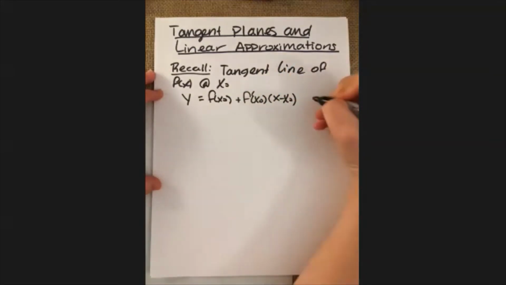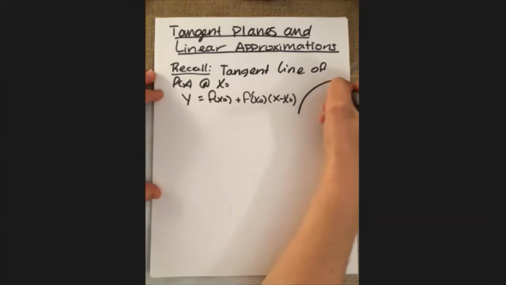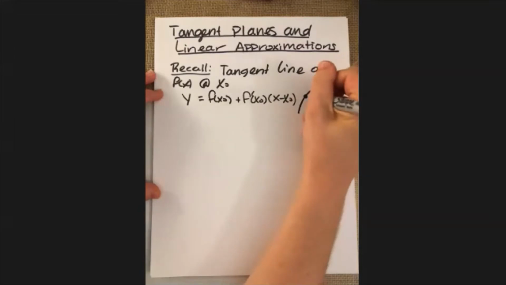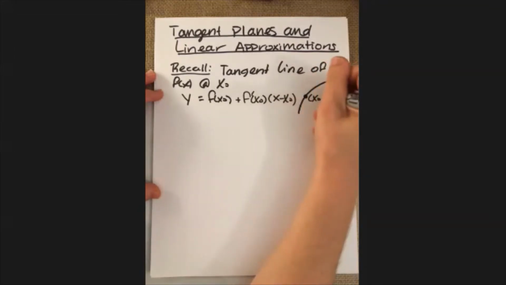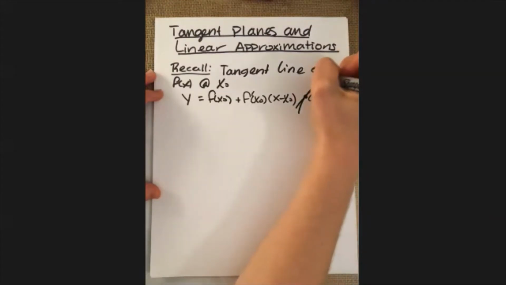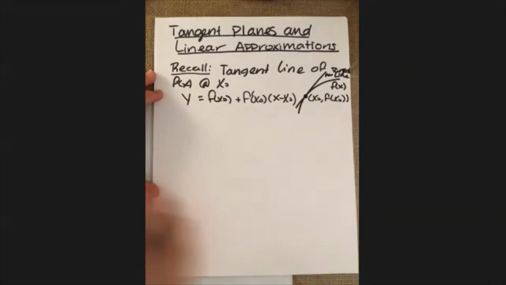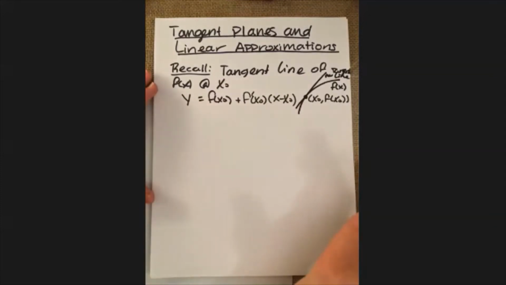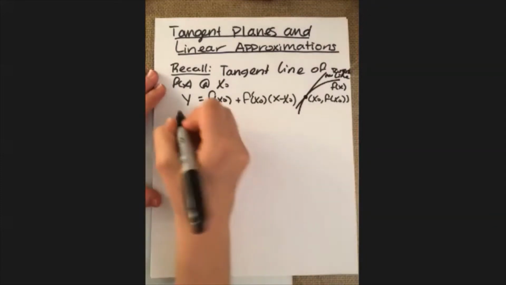And if we want to draw a little picture, this is our curve f of x, and suppose that this is the point x naught and then f at x naught. So I have a tangent line right here. We can extend the same idea to 3 dimensions, and we get from that the tangent plane as opposed to the tangent line.